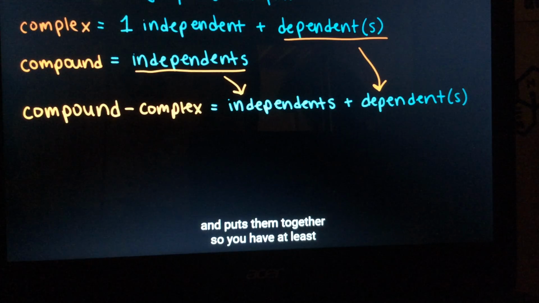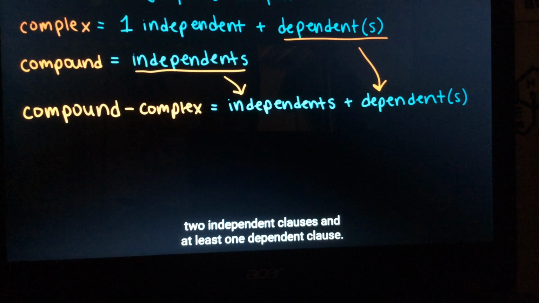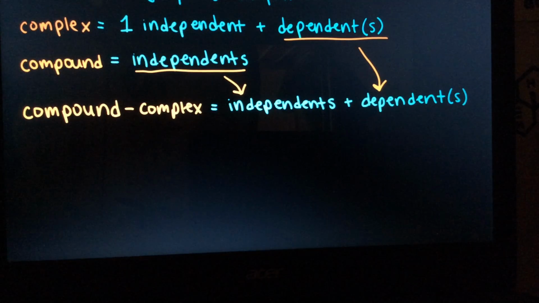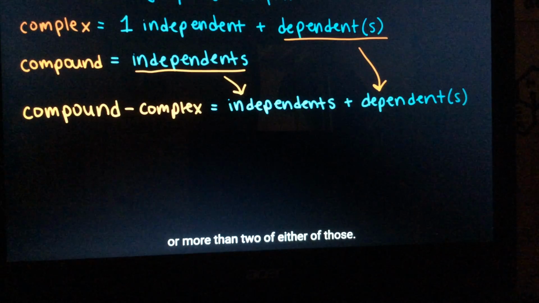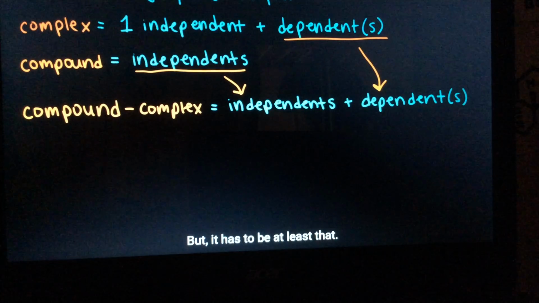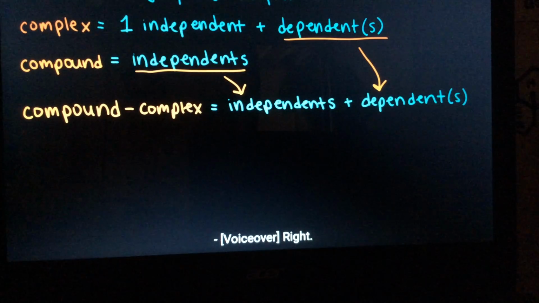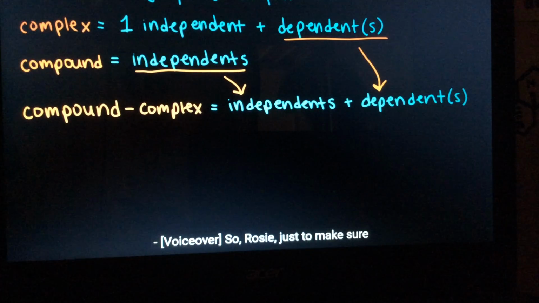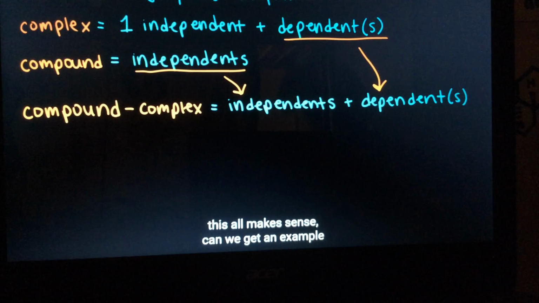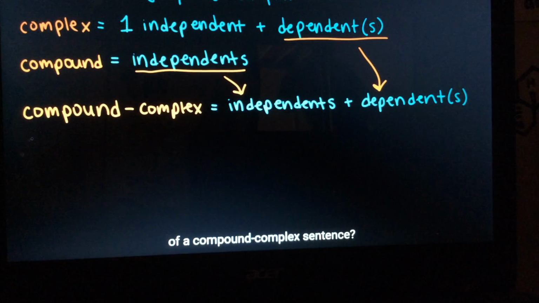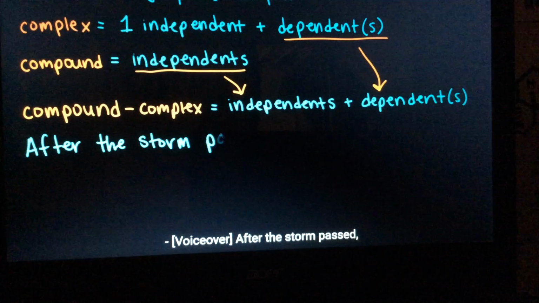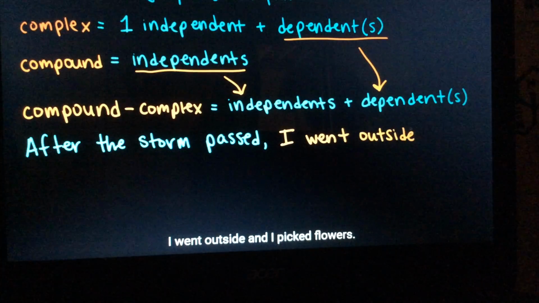So you have at least two independent clauses and at least one dependent clause. I say at least because you can have more than one or more than two of either of those, but it has to be at least that. Right. So, Rosie, just to make sure this all makes sense, can we get an example of a compound complex sentence? After the storm passed, I went outside and I picked flowers.